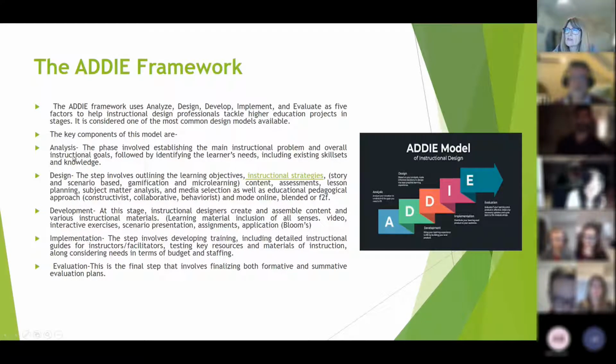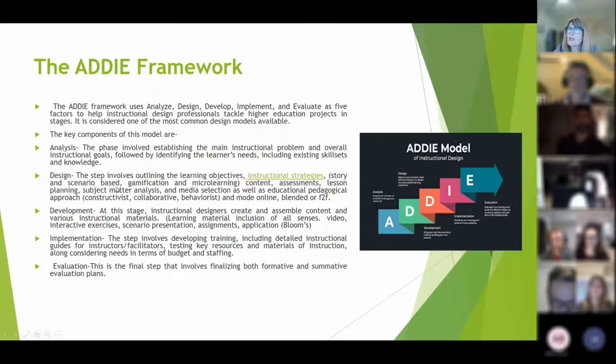We want to get their attention. So first of all, we analyze what they need to learn. Then we want to design for that specific goal. Then we want to develop all the different stages that they will go through. And then finally, it will be implemented. And then we evaluate. And this is a cyclical model, as you may know. So it can be repeated once you find there are flaws or there are things that you can improve.